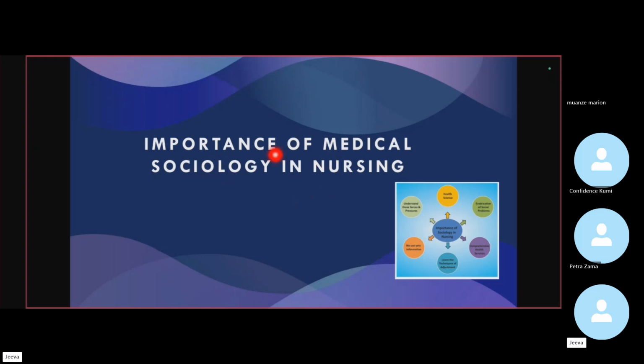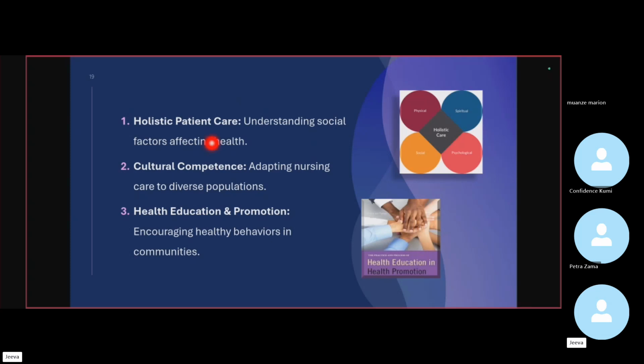Now we'll see what the importance of medical sociology is in the nursing field, like why sociology is required in your nursing field. So one thing is to provide holistic patient care. For a nurse to treat a patient, they should provide holistic patient care. So you should first understand what social factors are affecting their health. Being a nurse, you should understand the social factors which are affecting the person's health. Then only you can give proper holistic patient care.